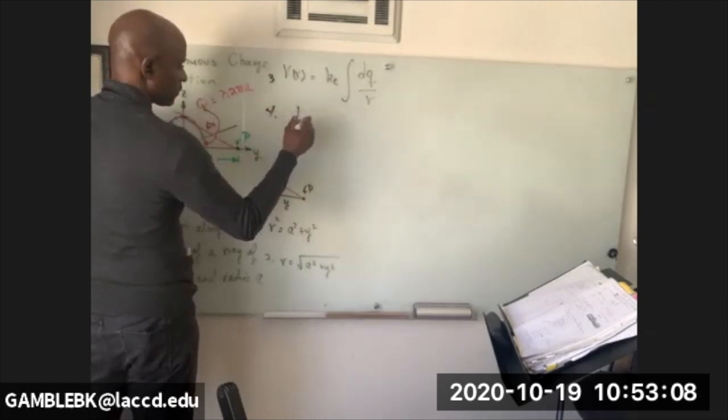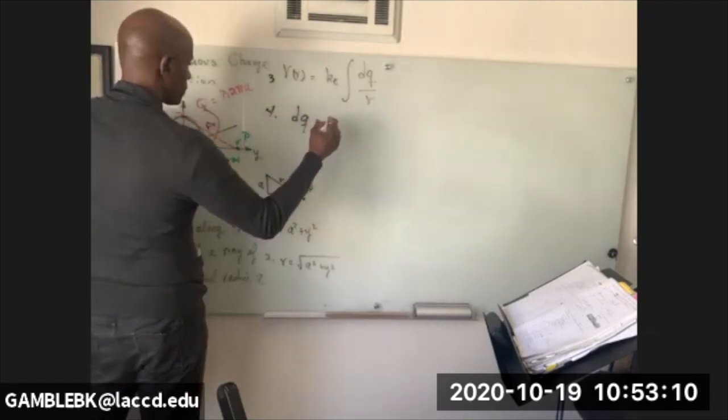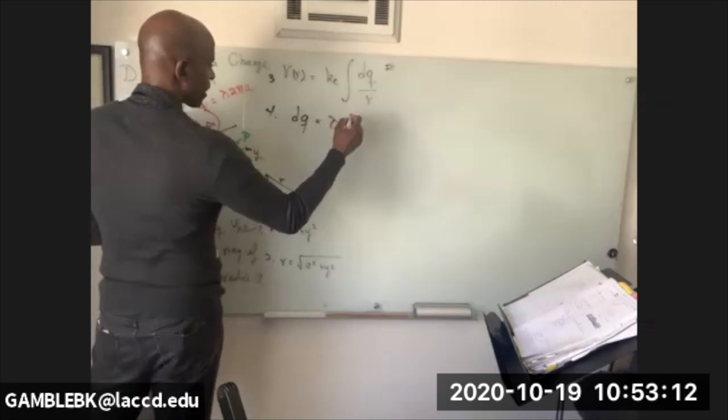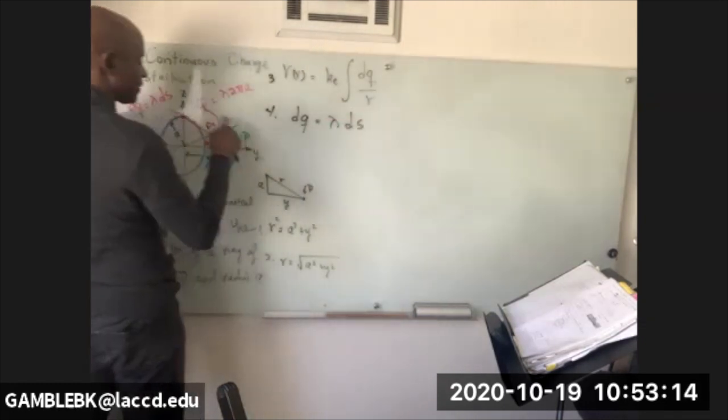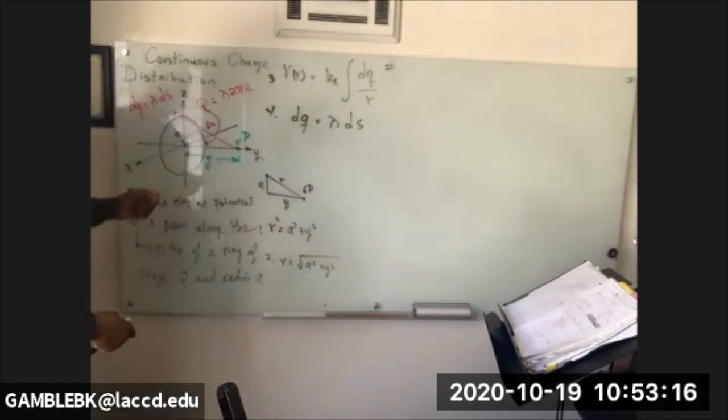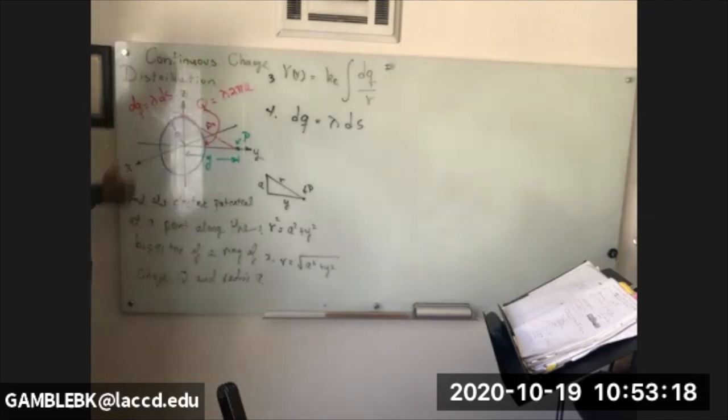So dq equals lambda times ds. Even though I didn't write this in terms of lambda, you still have to use lambda. It's still convenient to use lambda when you're working out the problem.